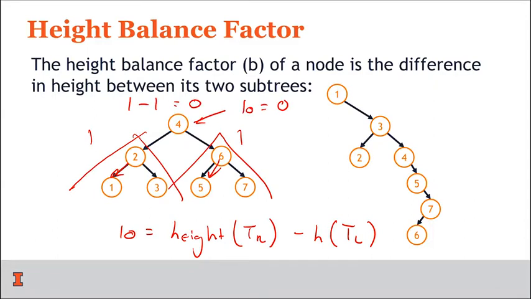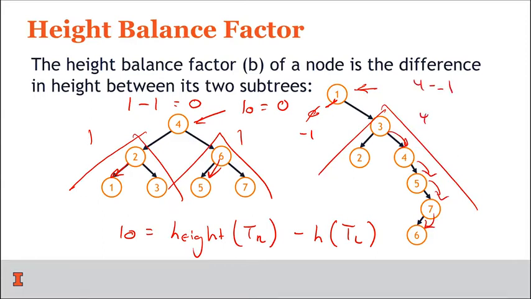On the other hand, if we look at this tree, we can say the height of our left subtree is the empty tree. So we define that height to be -1. And the height of the right subtree is going to be 1, 2, 3, 4. So 4 minus -1 is going to be equal to 5. So we say the balance factor of this tree is going to be +5.